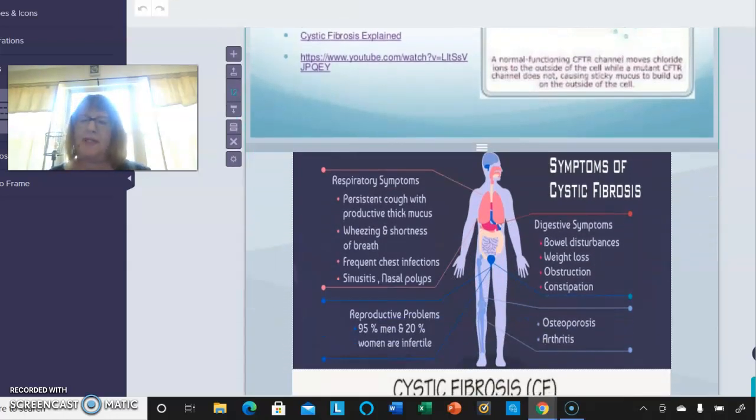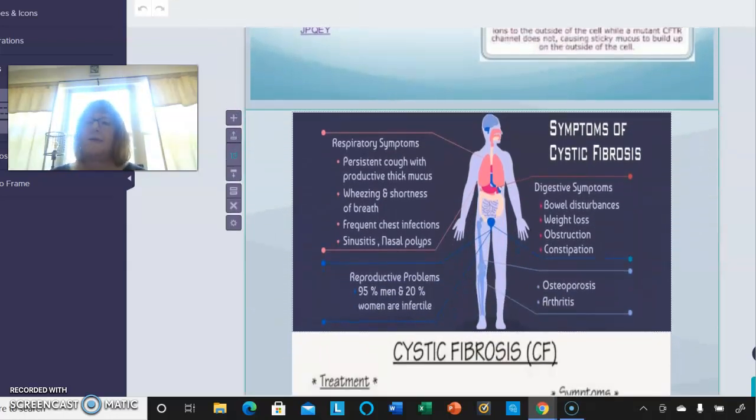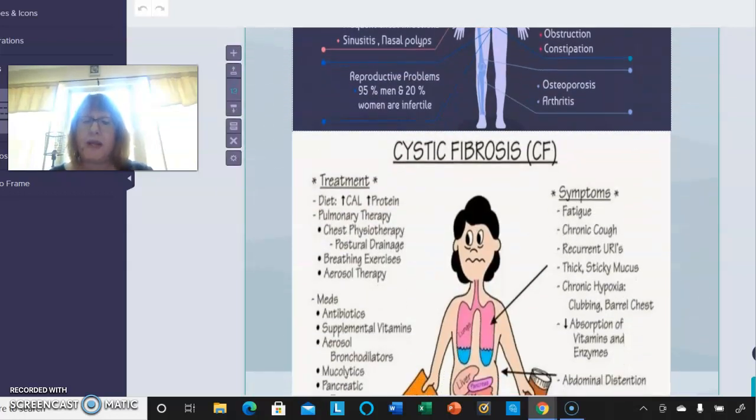Some symptoms of cystic fibrosis: again, cystic fibrosis affects the lungs, and it also affects digestion. So you will see the patient with a persistent cough and production of thick mucus, wheezing, and shortness of breath. They get frequent chest infections, sinusitis, and nasal polyps, and they also have a lot of digestive symptoms like weight loss, obstruction, and constipation that they have to deal with.